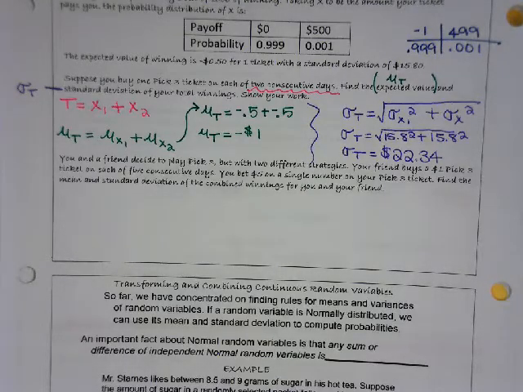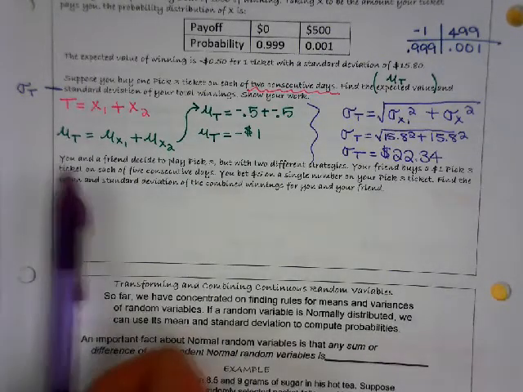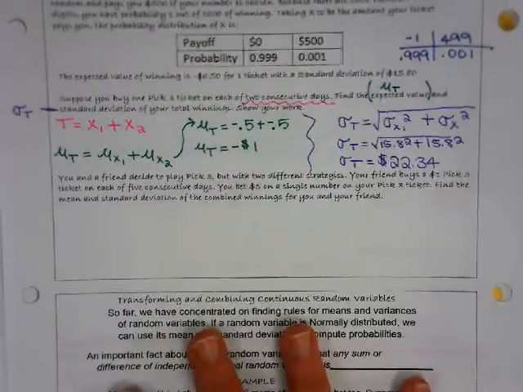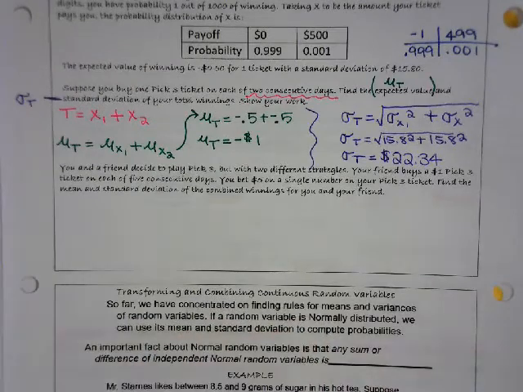So we're going to look at a different set of combining these variables. Down here it says you and a friend decide to play the Pick 3 but with two different strategies. Your friend buys a $1 Pick 3 ticket on each of 5 consecutive days. You bet $5 on a single number on your Pick 3 ticket. Find the mean and standard deviation of the combined winnings for you and your friend.